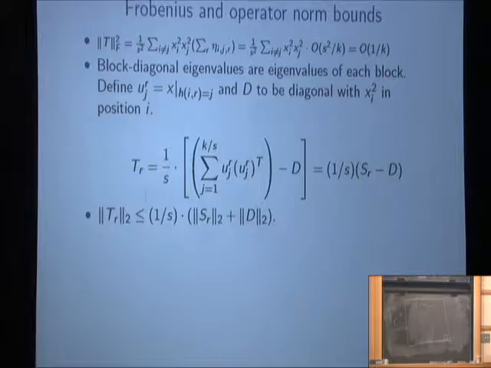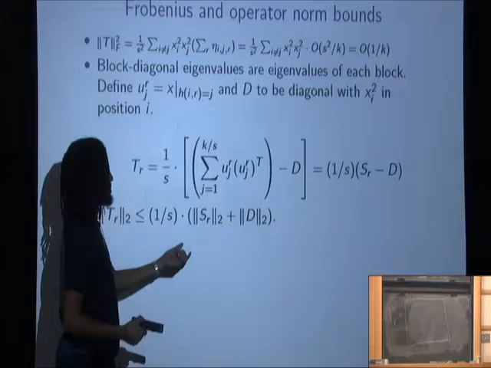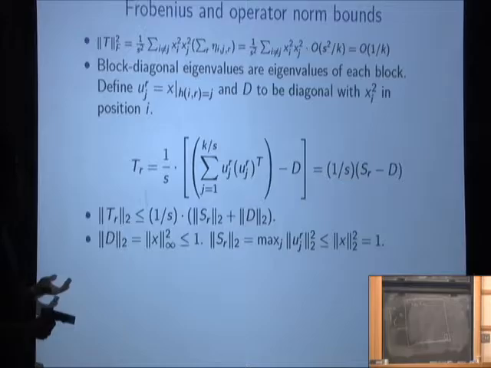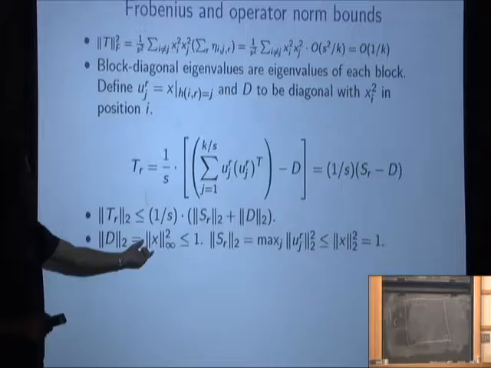The only issue is I'm also going to have these diagonal terms, which I don't want because T sub R doesn't have them. So I subtract them off. And operator norm is a norm, so that's true. What's the largest eigenvalue of D? The largest eigenvalue of D is just the largest magnitude of x squared, which is at most 1.